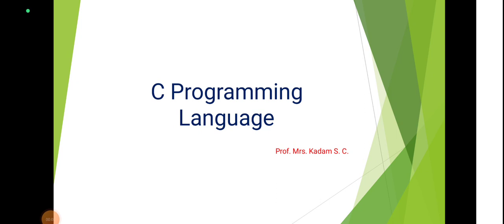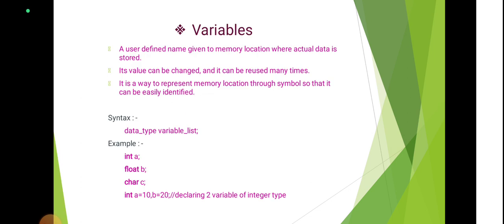In the series of C programming language, the next topic we learn is the variable in C language. Variable is a user-defined name given to a memory location where actual data is stored.